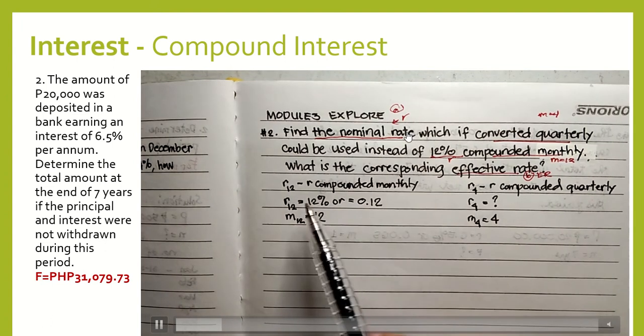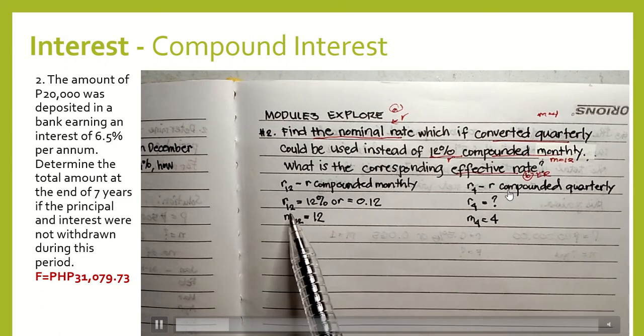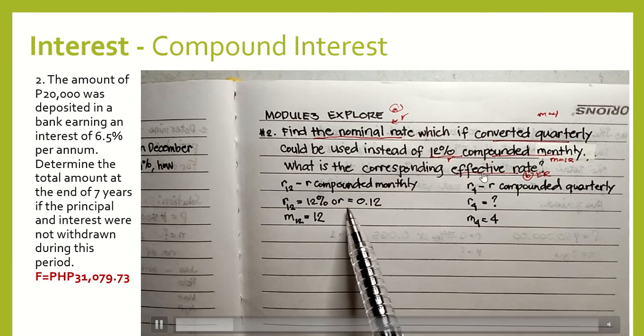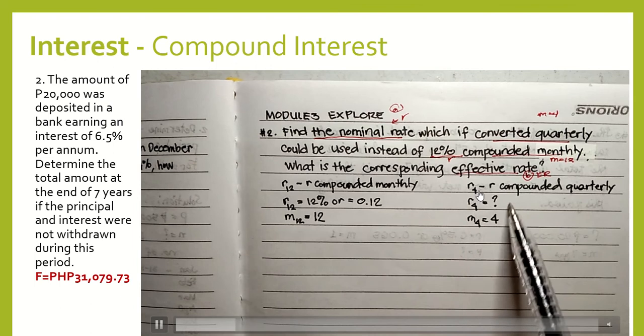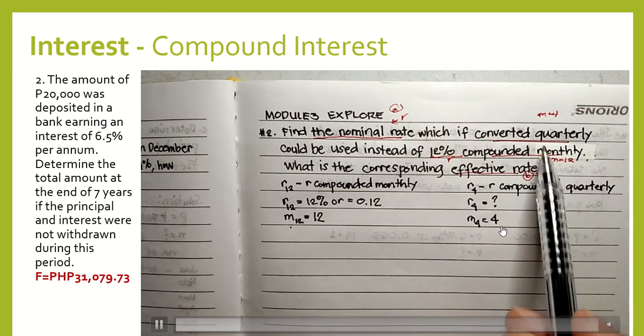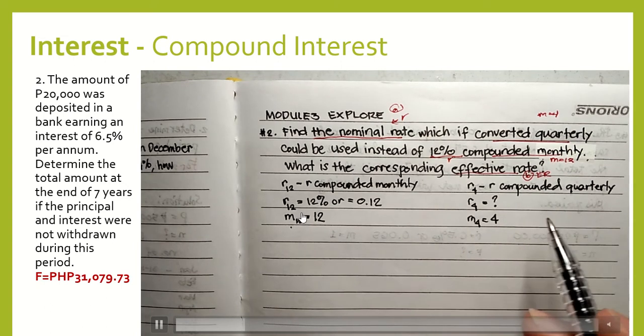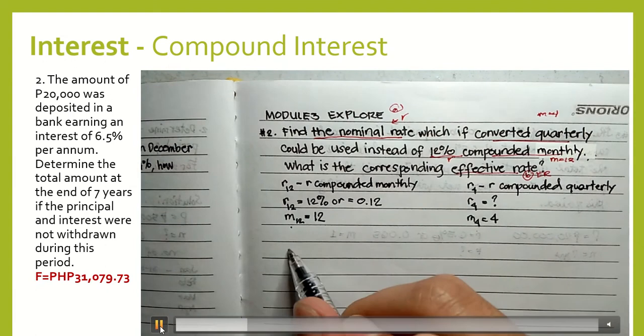Anyways, these are the given values. You have an R, which is converted quarterly, that is our unknown. So we will use the notations here. Since monthly we have 12 compounding, quarterly 4 compounding, we will use these values so as not to be confused. Though you can use other variables, for me it would be easier to identify what I'm referring to.